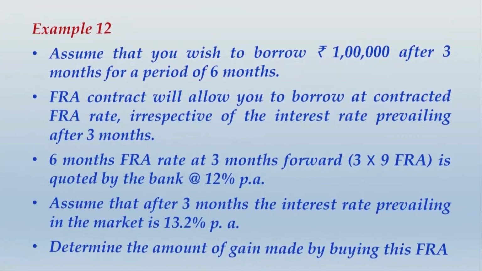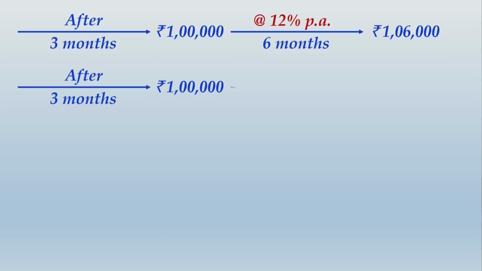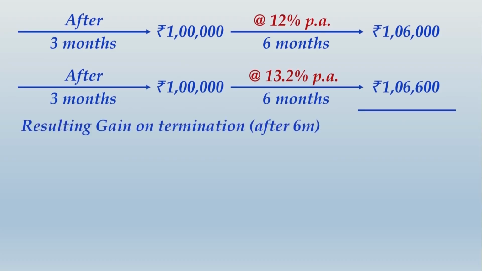Please carefully take note of this entire matter. This is very, very important. So after 3 months, you have agreed to borrow rupees 1 lakh for the next 6 months at 12%. This is as per your FRA rate. After 3 months, if you borrow 1 lakh at the prevailing rate, you would have paid interest of 6,600. So the future value with your FRA rate is becoming 1,06,000, and with the market reference rate is becoming 1,06,600. What is the difference between these two values? It is the amount of interest that you have saved.